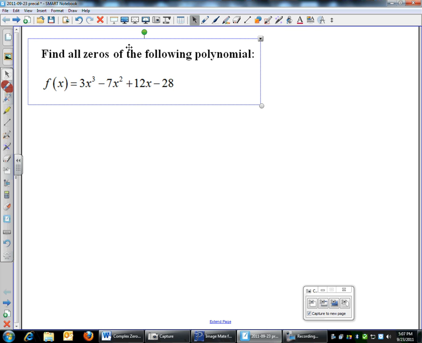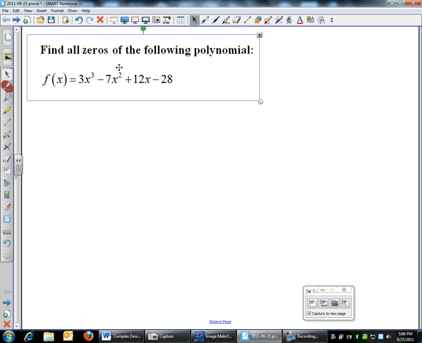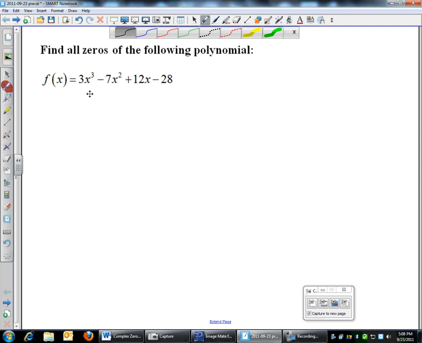Quick review. This is what we did last Friday, where I would give you a polynomial, and I wanted you to find all of the possible zeros. This one won't factor. So what we did here, if you don't remember, is factors of the last number over factors of the first number. Factors of 3, the numbers that multiply to give you 3, are 1 and 3, and the factors of 28, numbers that multiply to give you 28.